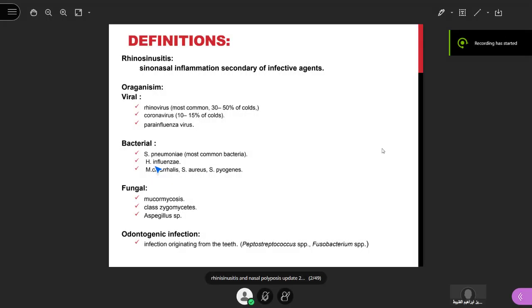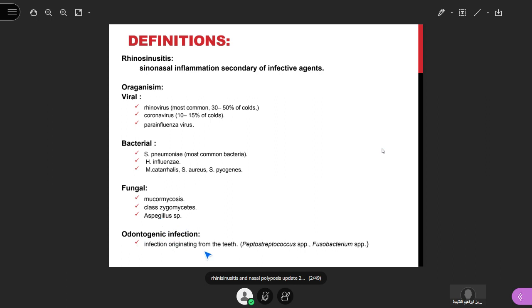Virus. Bacterial: Streptococcus pneumoniae is the most common, then Haemophilus influenzae, Moraxella catarrhalis, Staphylococcus aureus, and Streptococcus pyogenes is the least common. However, if it happens, it is very severe, especially MRSA. Fungal: mucormycosis and different kinds of aspergillosis.